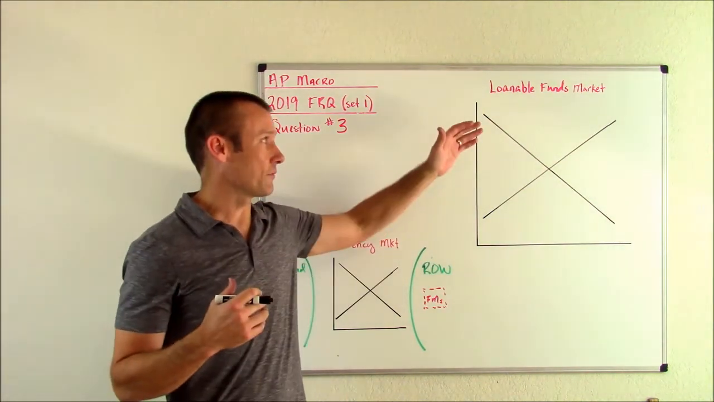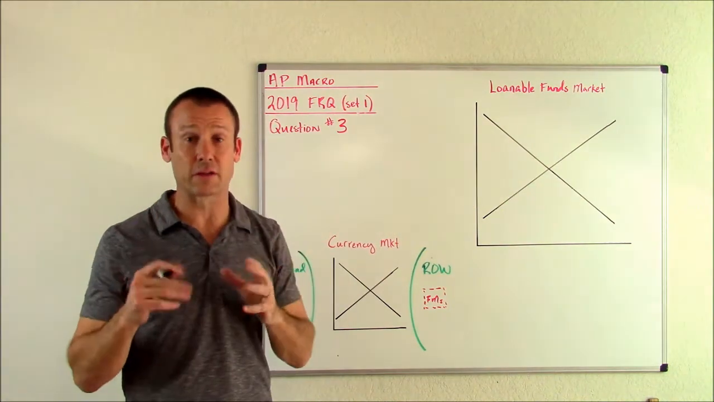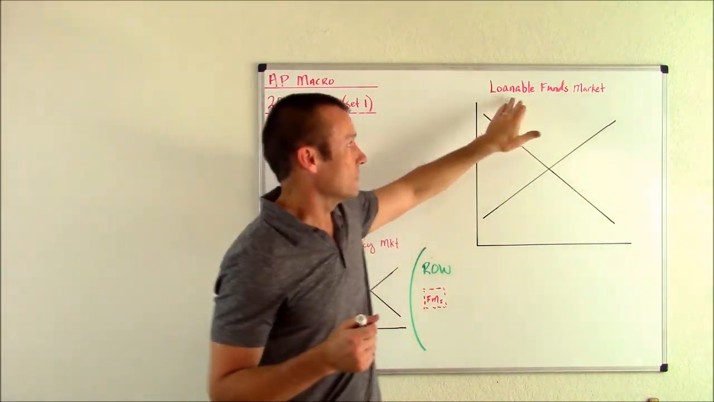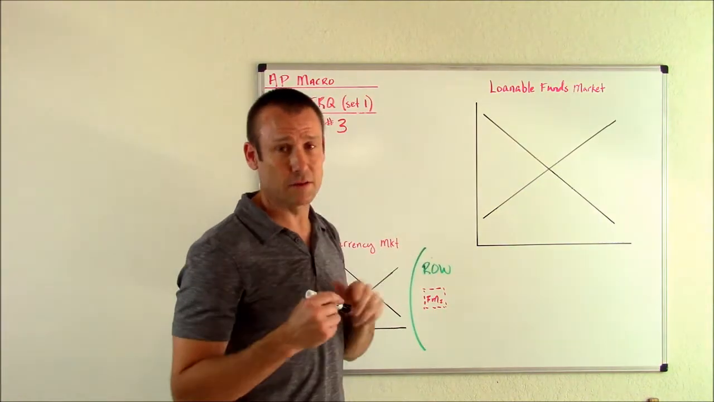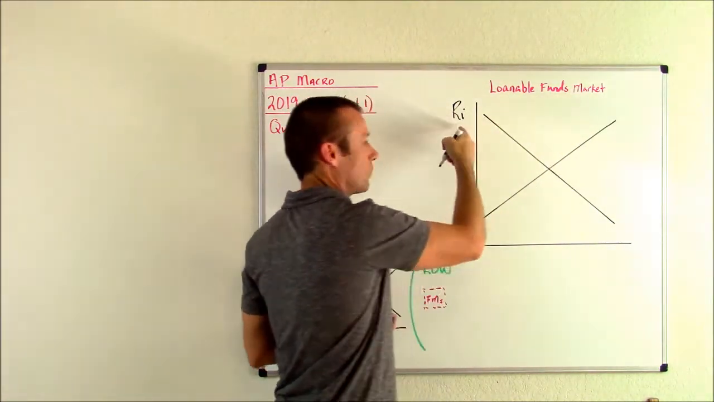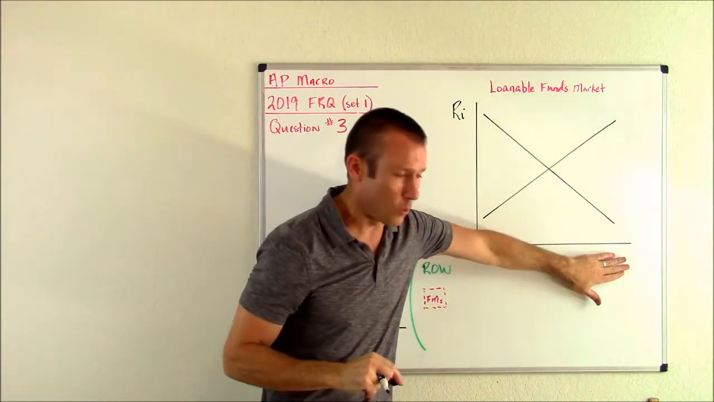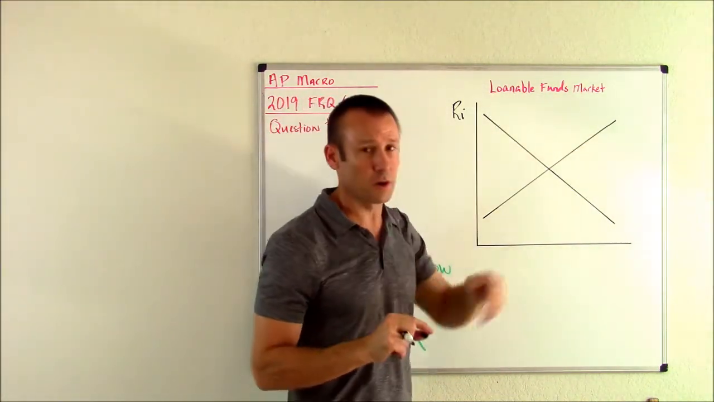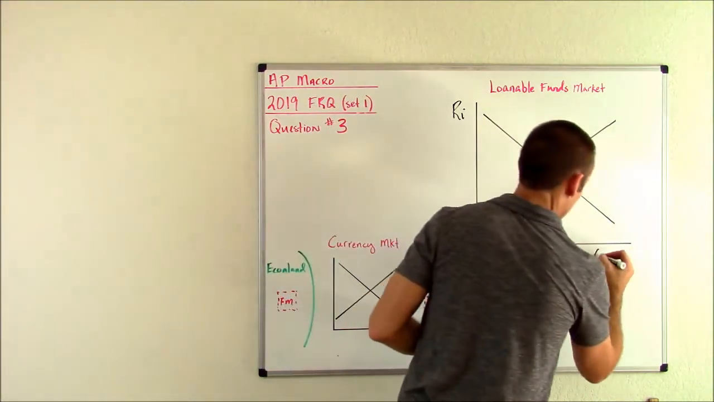Using a correctly labeled graph of the loanable funds market, so let's get a correctly labeled graph of the loanable funds market. What's the price of loanable funds? That is the real interest rate. Of course, if it's a market, we want price right there. What are we going to put on the horizontal? Well, it's the loanable funds market. We want quantity of loanable funds.